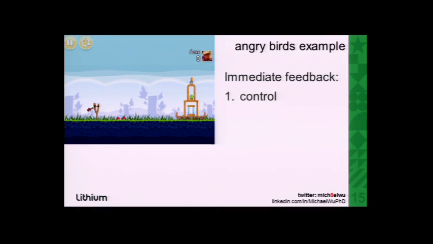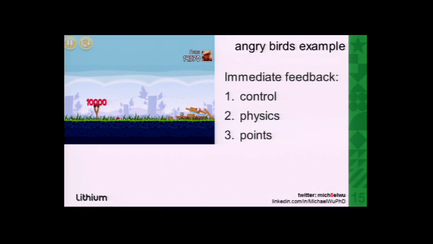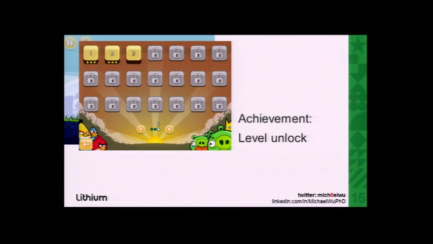So first, there's control. You could control the bird angle, right? And there's physics, right? Physics is immediate. The iPad is a really good example that uses physics really well. You swipe it, it goes. It's just like if you do that to an ordinary object, it flips, right? And there's points. When you did something, there's points that give you immediate feedback. And then when you finish a game, you unlock the next level. You have achievement. So these are things that you achieve over time, right?